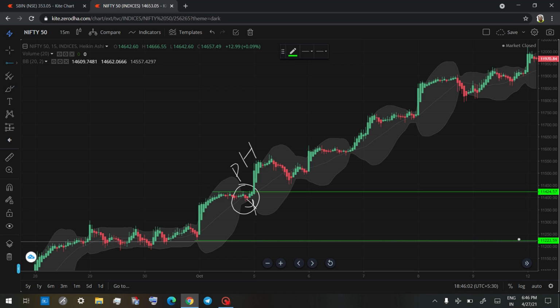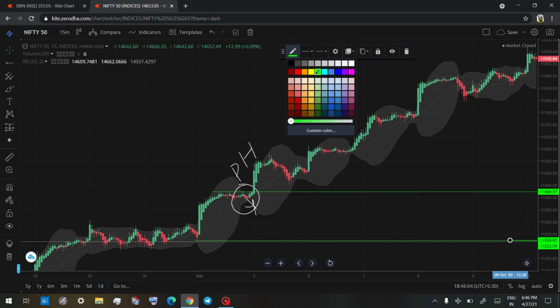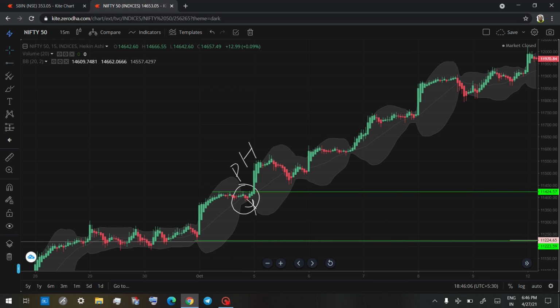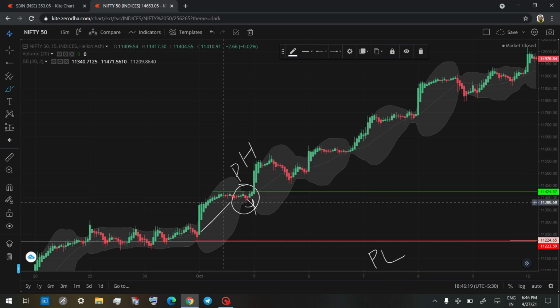Just a moment. This is the previous low. I break the previous low. In October there is a strong upward trend, consolidation. Just wait. It consolidates around the median and then strong upward movement.